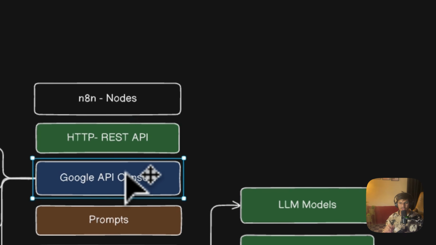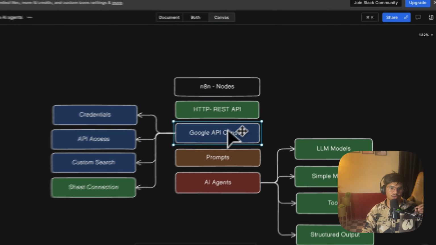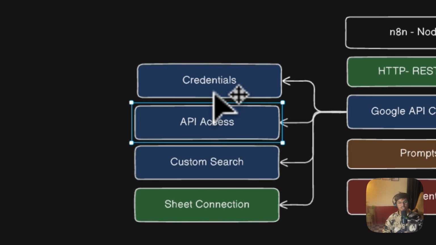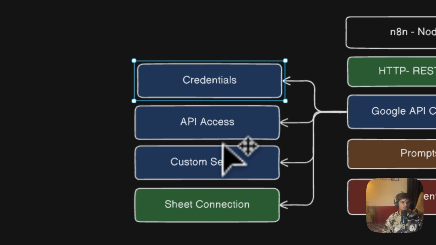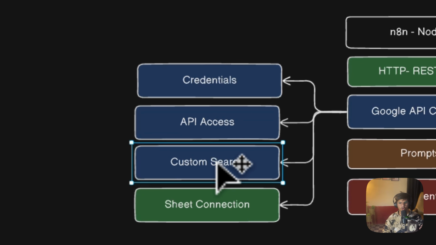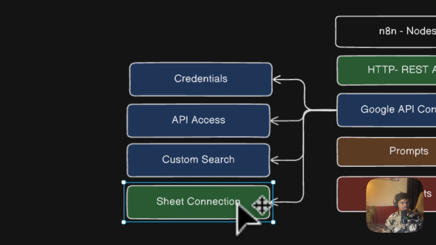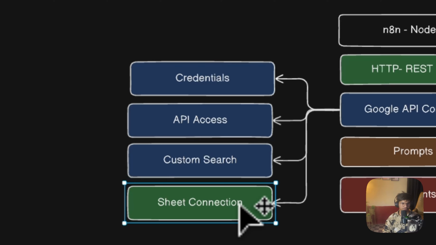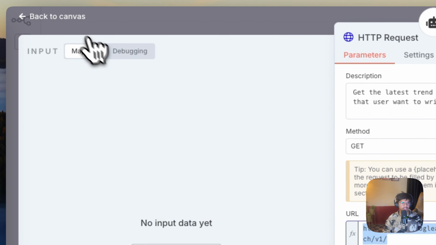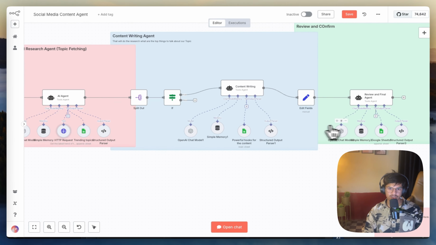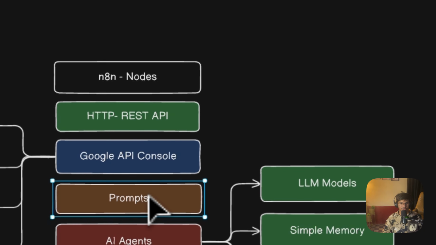Next thing, we go a little bit deeper into the Google API console or developer console. We will understand what the API accesses are, what credentials we should create, what the custom search is, and how the programmable search engine in Google helps us to scrape data. And next, how we can connect Google Sheets. For this, I have already connected Google Sheets for adding and fetching data in other sections of this video. Third and most important thing is prompts.